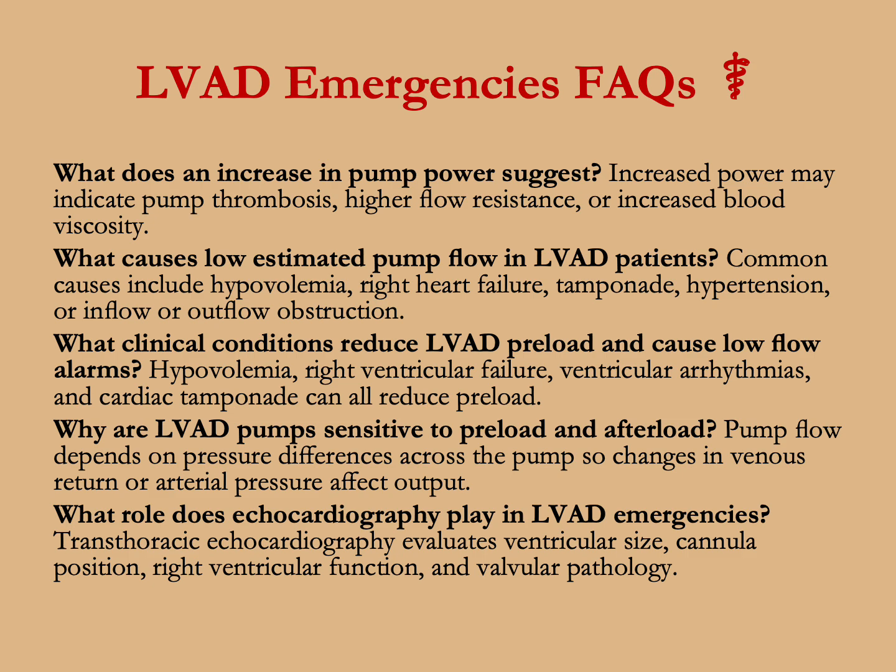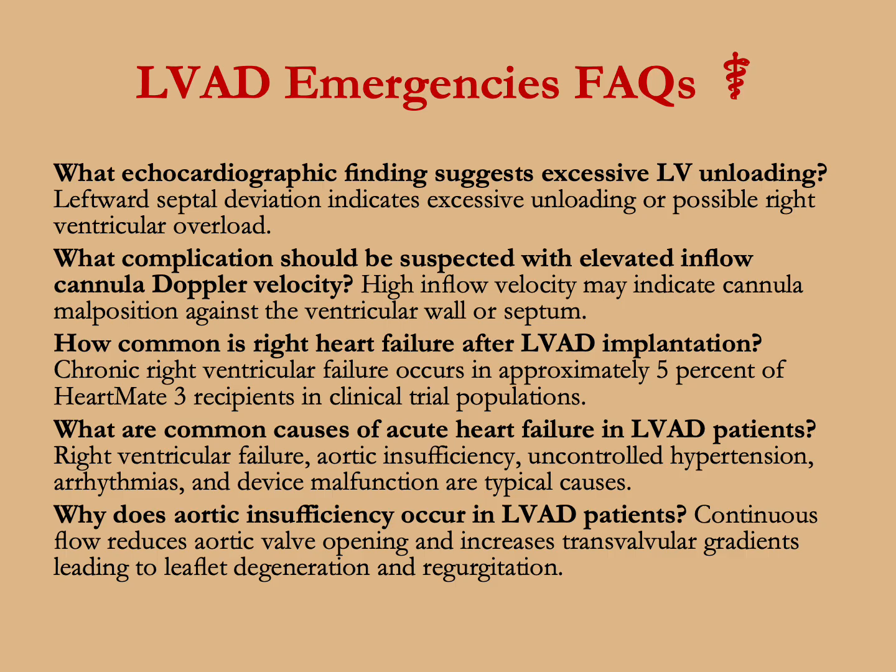What role does echo play in LVAD emergency? TTE, or transthoracic echo, evaluates ventricular size, cannula position, right ventricular function, and valvular pathology. What echocardiographic findings suggest excessive LV unloading? LV septal deviation indicates excessive unloading or possible right ventricular overload. What complications should be suspected with elevated inflow cannula Doppler velocity? High inflow velocity may indicate cannula malposition against the ventricular wall or septum.